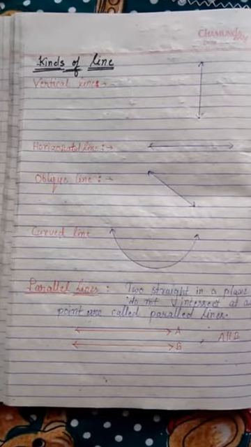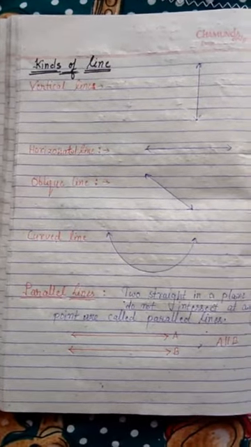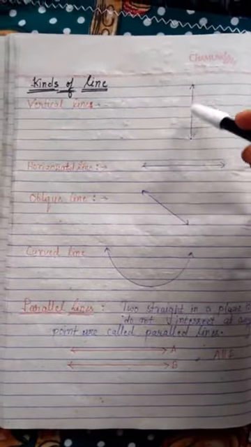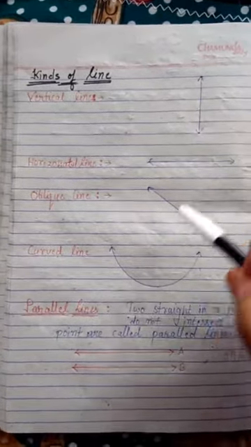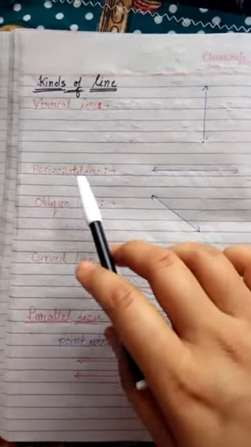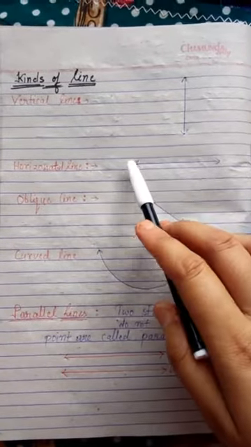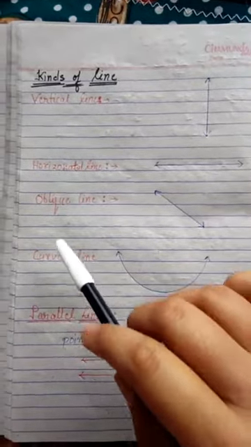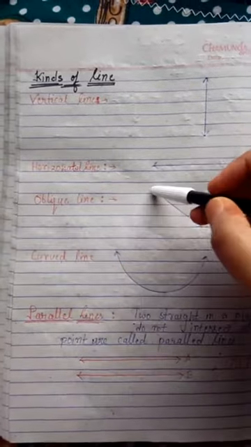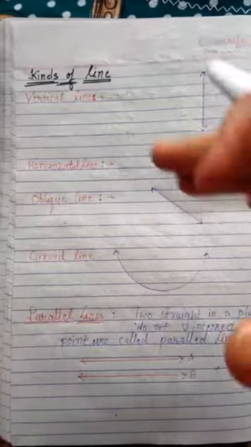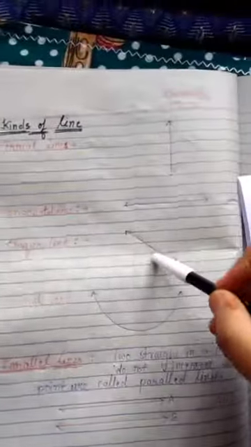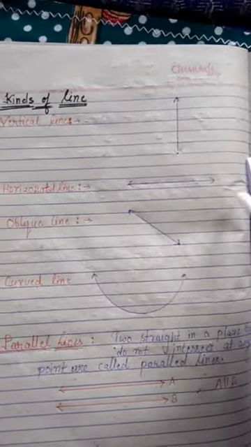Today our topic is kinds of lines. First, the vertical line, the direction of which we draw north to south. Second is the horizontal line, which we draw east to west. Third is the oblique line, which we draw a little bit slanted, maybe to this side or maybe to this side.